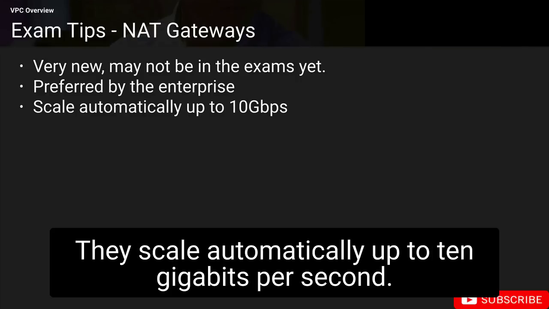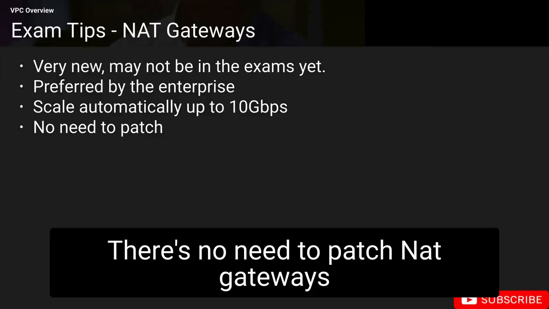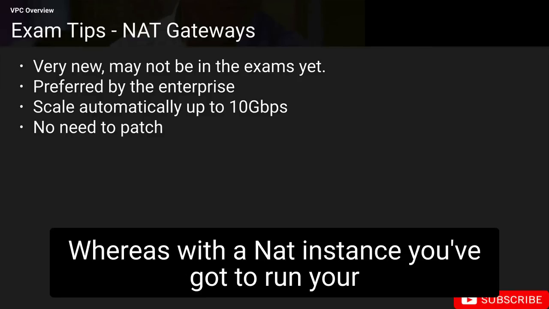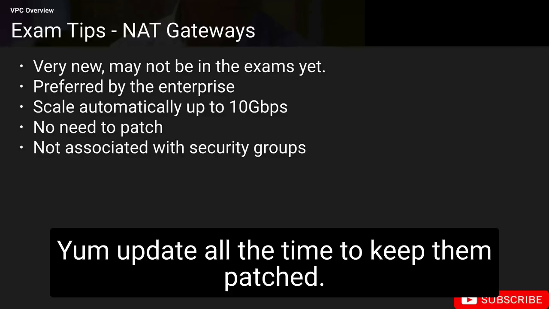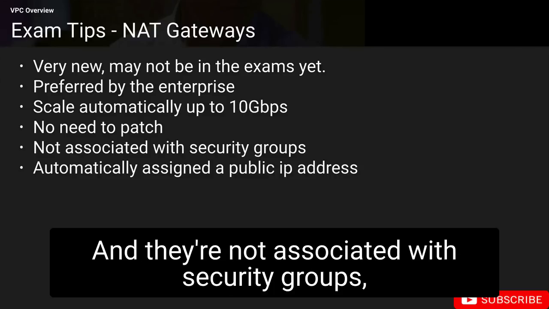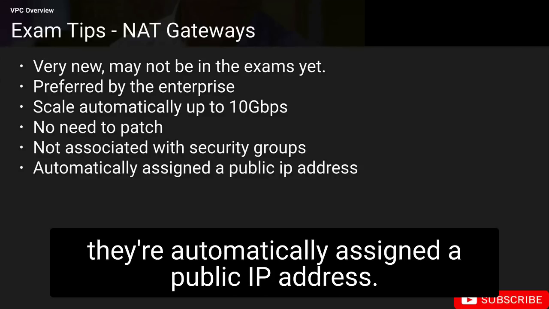They scale automatically up to 10 gigabits per second. There's no need to patch NAT gateways. AWS look after them for you, whereas with a NAT instance, you've got to run your yum update all the time to keep them patched. And they're not associated with security groups. They're automatically assigned a public IP address.